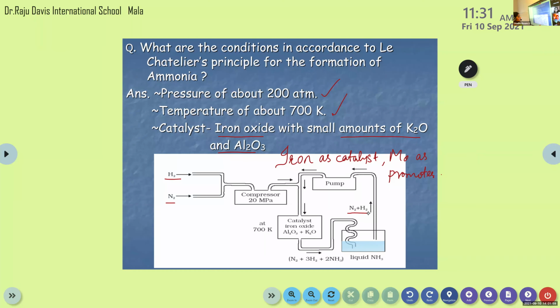So that's the method of Haber's process. Simple one, right? Nitrogen and hydrogen pass to the compressor, then high pressure is applied. It will be passed to the catalyst, iron oxide, aluminium oxide and potassium oxide. Then it will be converted to ammonia. If any amount of gas escapes from this ammonia, it goes back into this process. That's it. Is this clear? Yes. Then we are moving to the properties.